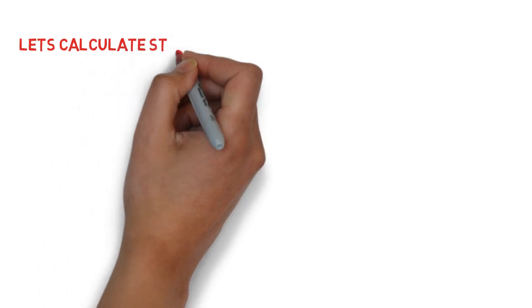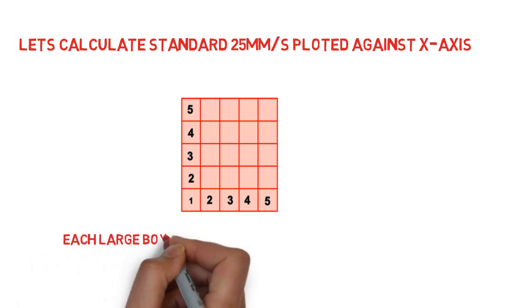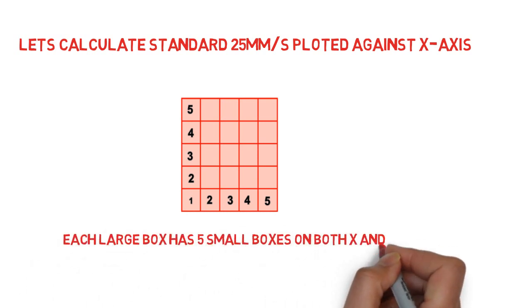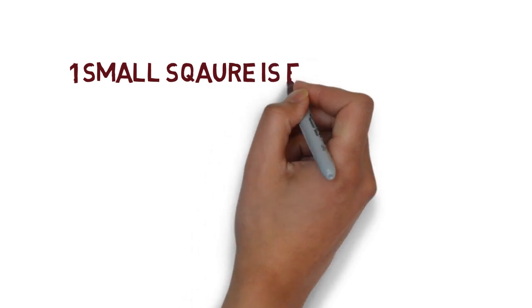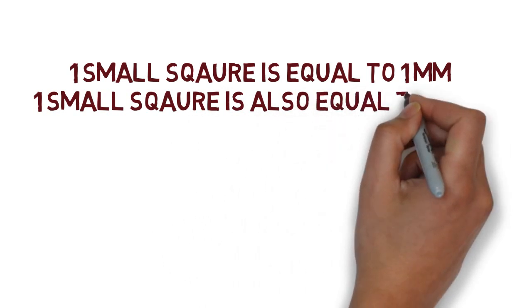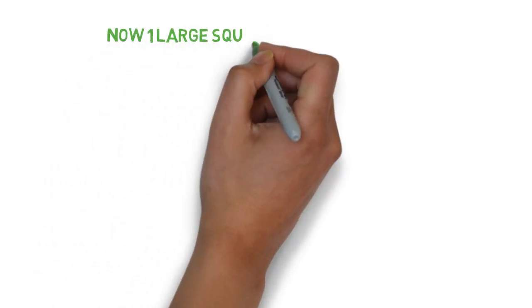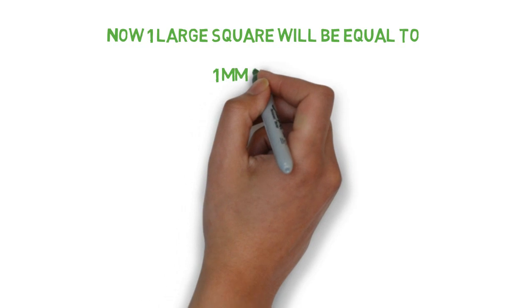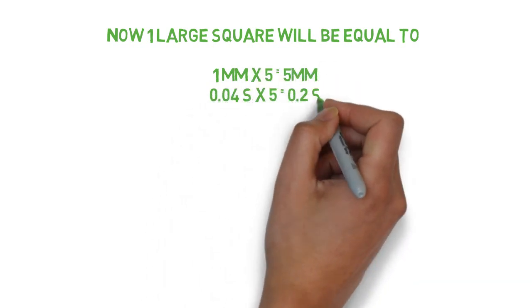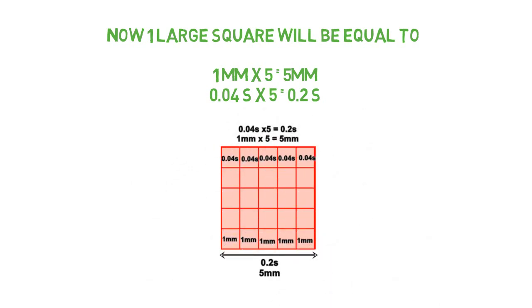Now let's calculate the standard 25 mm per second, which is plotted on the x-axis. Again, each large box is further divided into 5 small boxes, 1, 2, 3, 4, 5 on both x and y axis. One small box is equal to 1 mm, and each small square box is equal to 0.04 second. Again, for one large square, we multiply both 1 mm and 0.04 second by 5, and we get 5 mm and 0.2 second. What does this mean? This means that one large square is equal to 5 mm or 0.2 seconds.